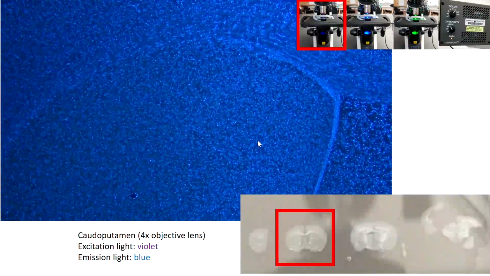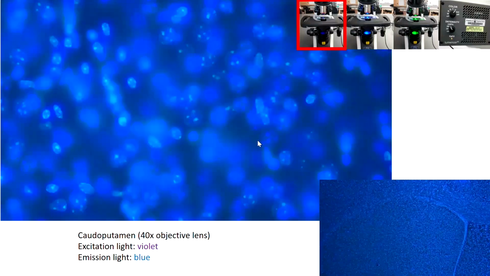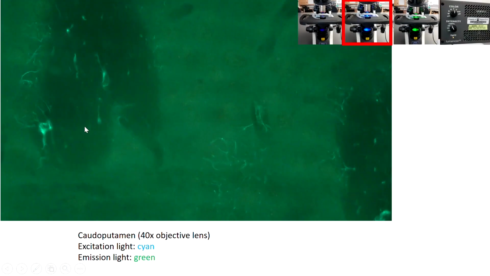Okay, let's take a look at the 40x objective lens. These are the nuclei we can see under the 40x objective lens in the caudal putamen, right? Okay, this is the astrocyte stain for the caudal putamen. You see there's more astrocyte staining, particularly in this darker region and in this dark region. In this region, there's a little bit, and it's hard to find something in here, right?